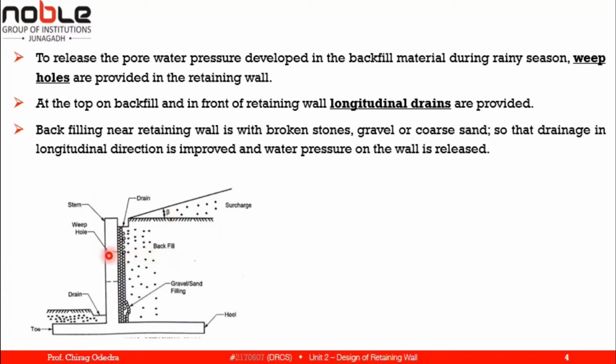So for this, to avoid the failure due to water pressure, weep holes are provided, and this portion of the backfill is provided with some broken stones, gravels, or any kind of coarse aggregates, so that it provides drainage to excess water, so that our retaining wall does not fail due to excess water pressure, and to run off the excess water during the rain.